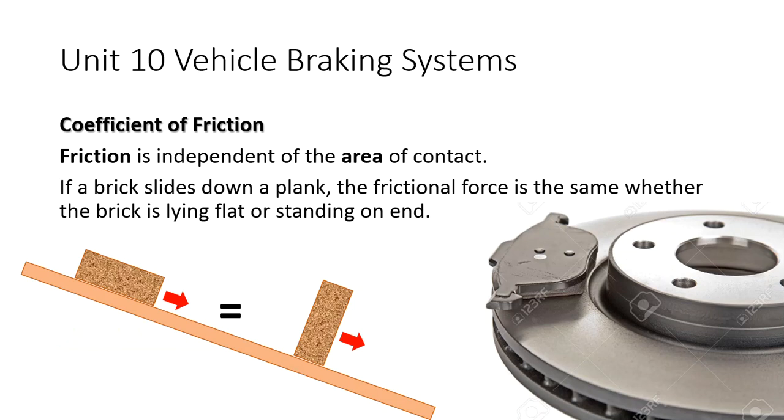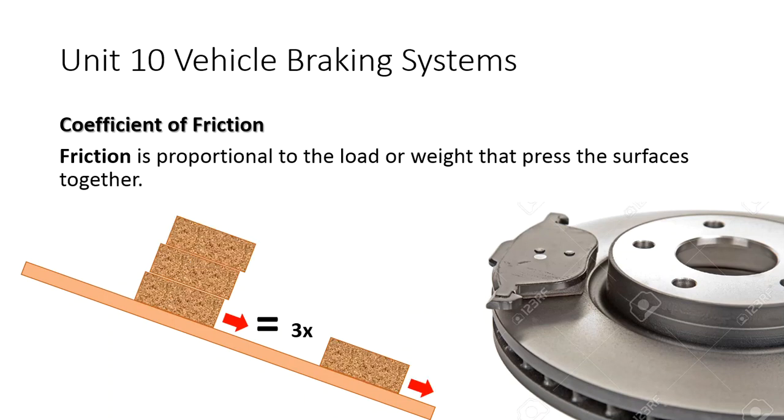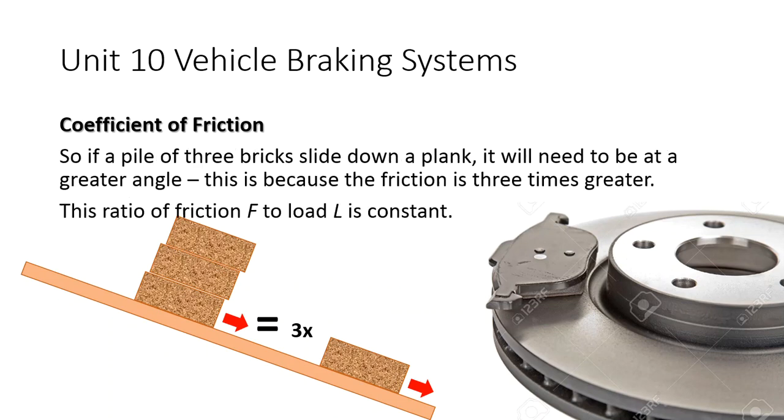The first thing to do with friction is that, remember, friction is independent of the area of contact. So that means if a brick slides down a plank, the frictional force is the same if the brick is lying flat or even if it's standing on end. Our second point is that friction is proportional to the load or weight that presses the two surfaces together. So this means that if we've got a pile of 3 bricks, it's going to take 3 times the amount of force to make them slide along a surface than it would with just 1 brick.